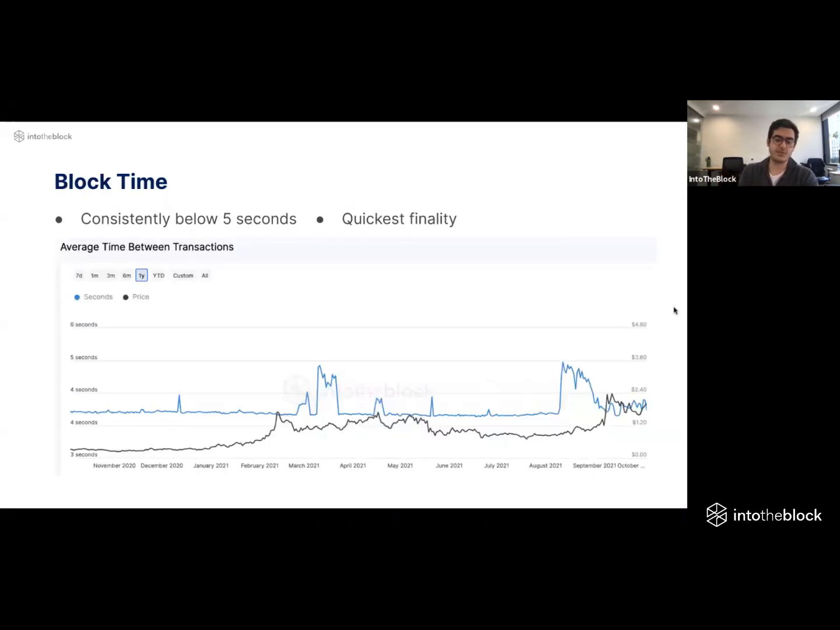Another key metric, as I alluded to earlier, is that they have very low block time, so they can process transactions around every 5 seconds. So typically 4.5 seconds, and even during periods of high congestion, it's maintained below 5 seconds. And that's also the finality. So you can have a verifiable certainty that within less than 5 seconds, transactions are approved.